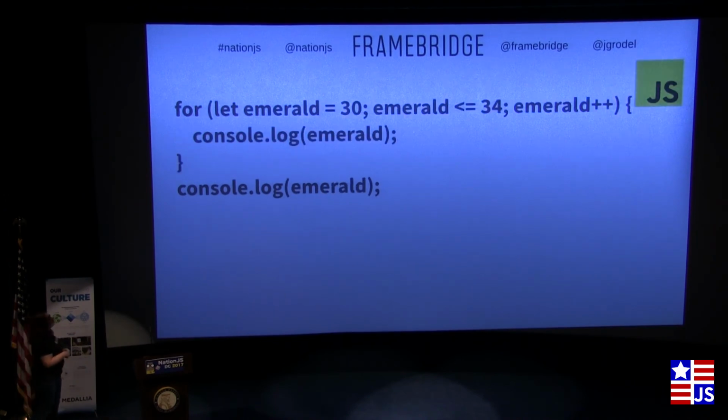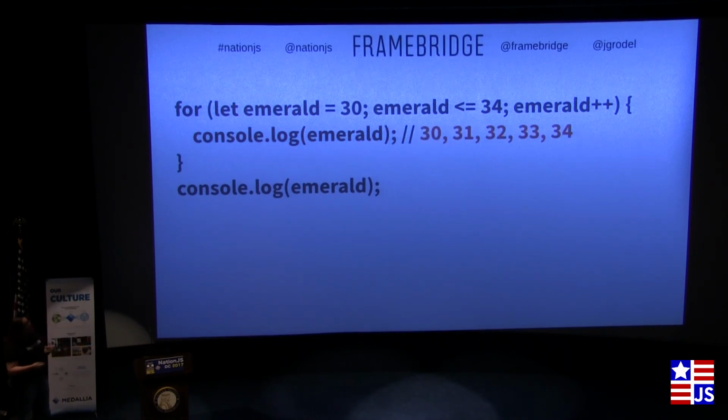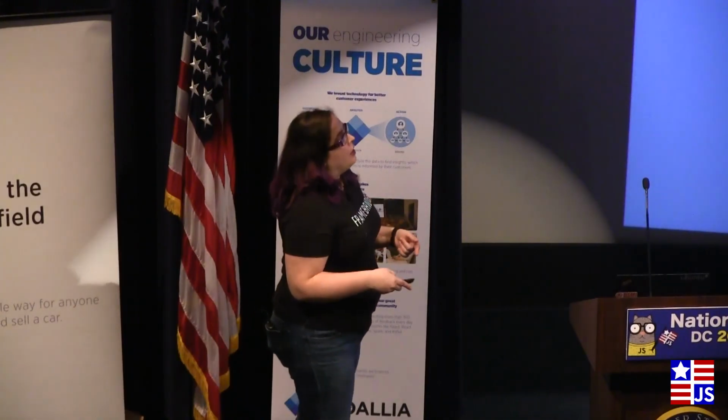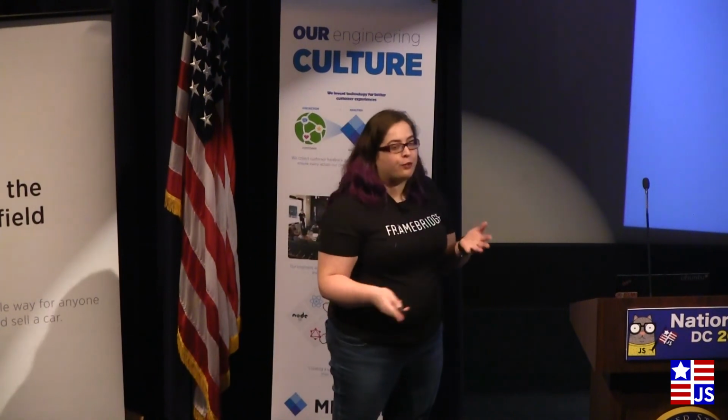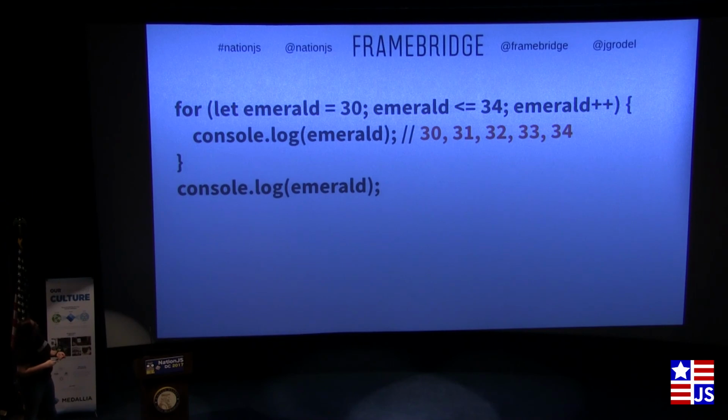This becomes especially useful when looping over things. So here is a for loop, and I'm going to set my iterator up with let. I'm going to say let emerald equals 30. If I come into here and I start looking at the output, on the first loop we're going to get 30, then 31, 32, 33, 34. After we console log out that 34, it's going to increment again to 35. Emerald is now greater than 34. We'll break out of this for loop and come down here.